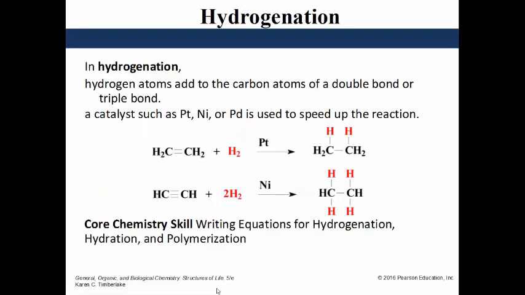So we'll talk about hydrogenation first. In hydrogenation, hydrogen atoms are added to the carbon atoms of a double bond or a triple bond. And then you have a catalyst such as platinum or nickel that is used to increase the speed of the reaction. So over here, you're starting off with an alkene, then you're adding hydrogen atoms, with the catalyst of platinum. You end up getting a product of an alkane. For this one, you're starting with an alkyne, adding hydrogen. Nickel is used as the catalyst. You end up getting a product of an alkane. So these hydrogen atoms will take the place of one of these bonds. So you start off with a double bond here, end up with all singles here. Start off with a triple bond here, you end up with all singles here.